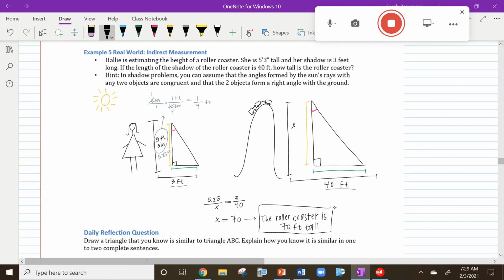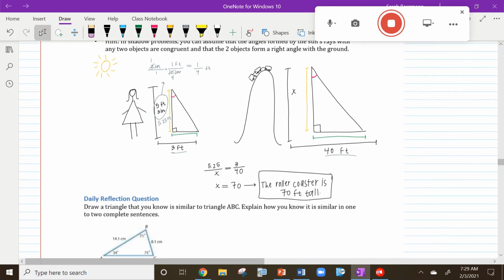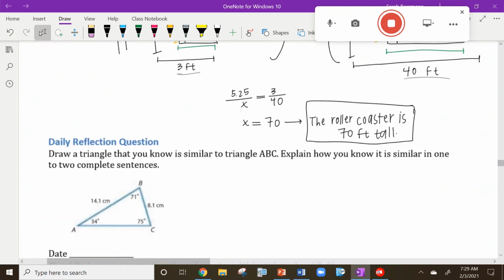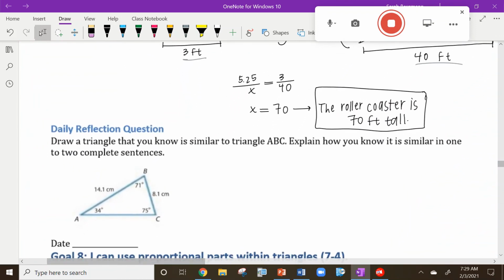Alright, finally, I want you to reflect on this. Please draw a triangle that you know is similar to triangle ABC. Obviously, a lot of you will have a lot of different answers. I want you to explain how you know it's similar in 1 to 2 complete sentences.